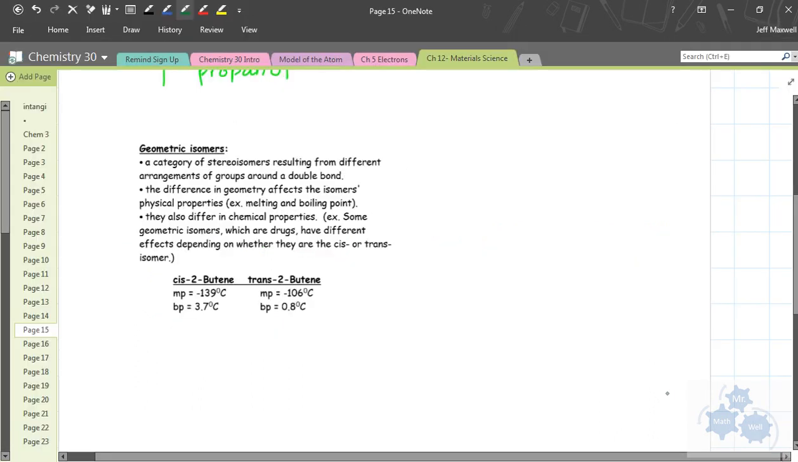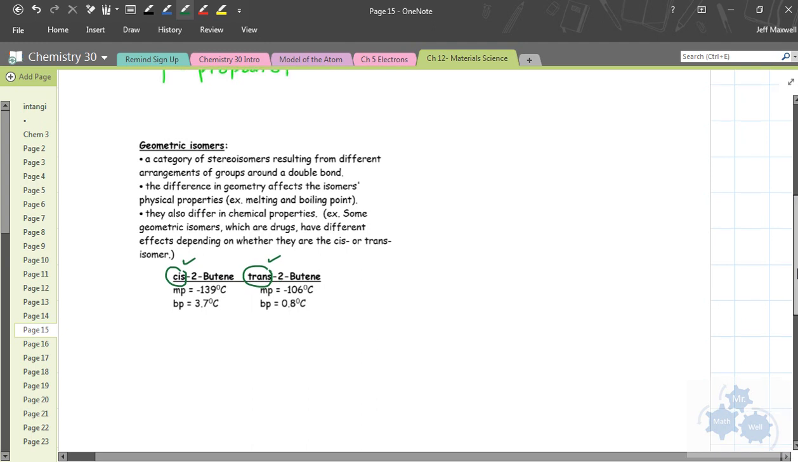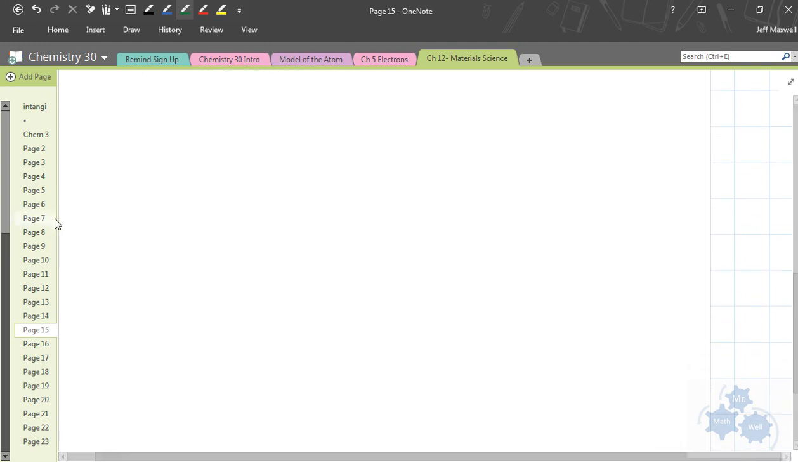A category of stereoisomers resulting from different arrangements of groups around a double bond. If we're talking about geometric isomers, geometry is sort of how things are spatially arranged, right? And different shapes. So, two of the most common geometric isomers are cis and trans isomers. And so we've talked about what this means to the arrangement of atoms in a bond.